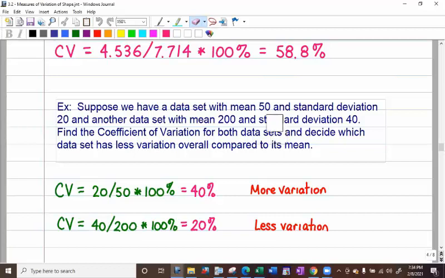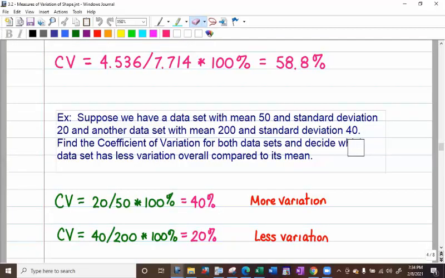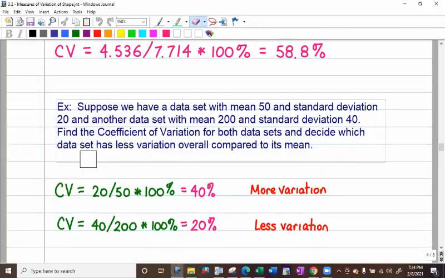If one has mean 50 and standard deviation 20, and the other has mean 50 and standard deviation 40, then there's no doubt the one with 40 is going to be more scattered. But in this case, you just quickly do the coefficients of variation, and that's how you compare them. For the first one, you take the standard deviation, 20, divided by 50, times 100, that's 40%. The next one is 40 divided by 200 times 100, which is 20%. So I would claim that the first data set has more variation because it has a larger coefficient of variation.